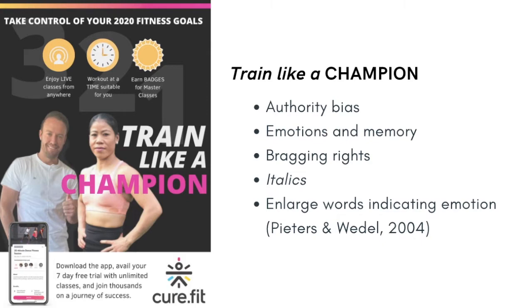Research suggests that italicizing words can indicate speed, and in this case, I've chosen to italicize "train like" more to make a distinction from the rest of the poster, but also to characterize what is common to athletes, which is agility and speed. Peters and Weddle suggest that increasing the surface area of emotion-related words, in this case of champion, which connotates success, increases the appeal and impact of the word and the overall advertisement.